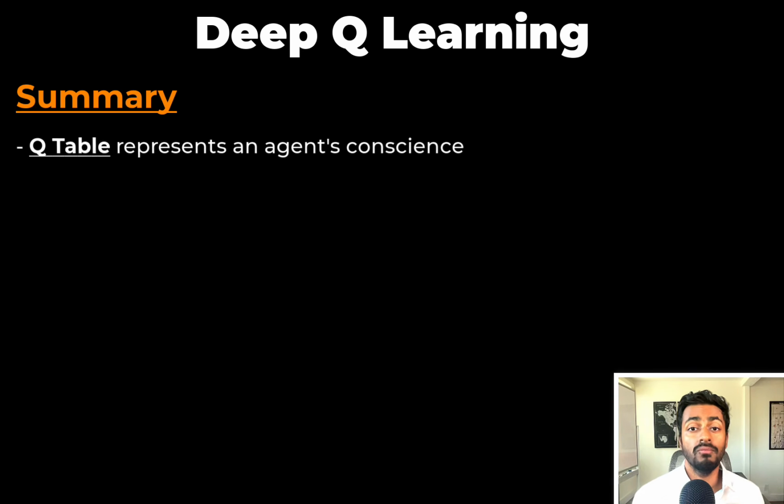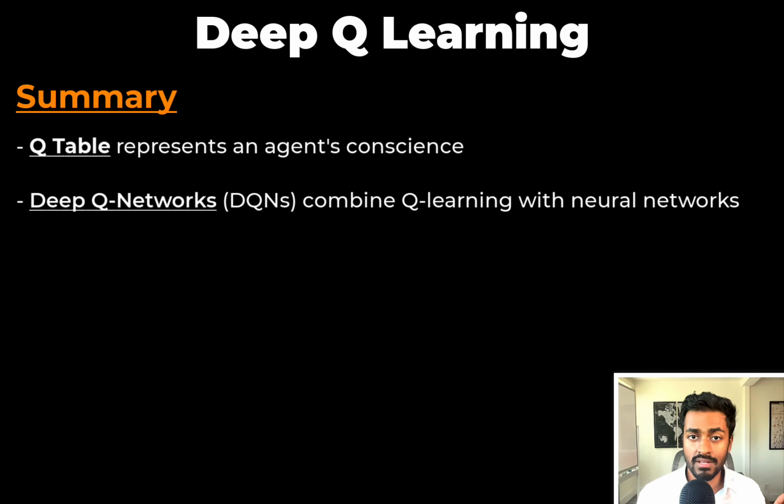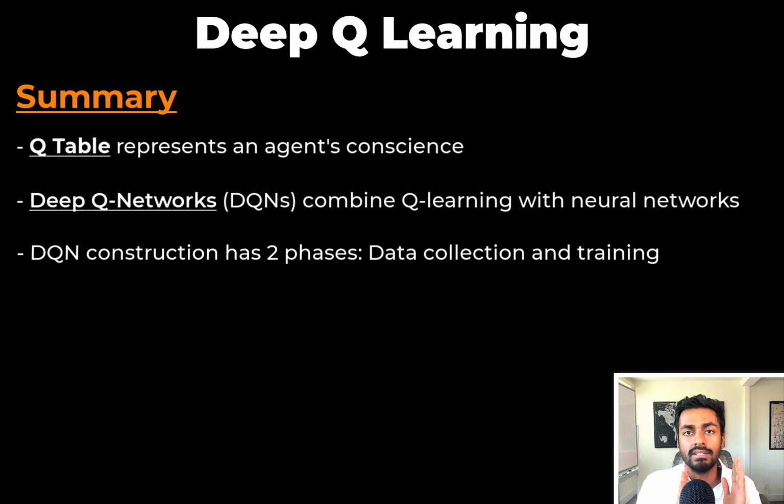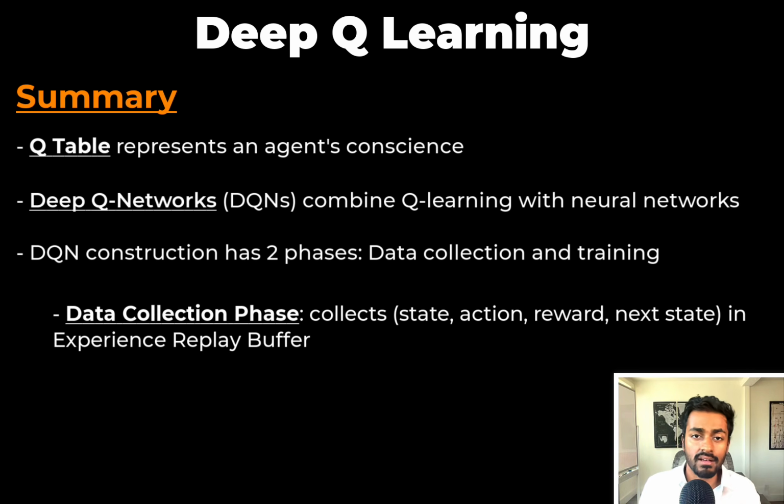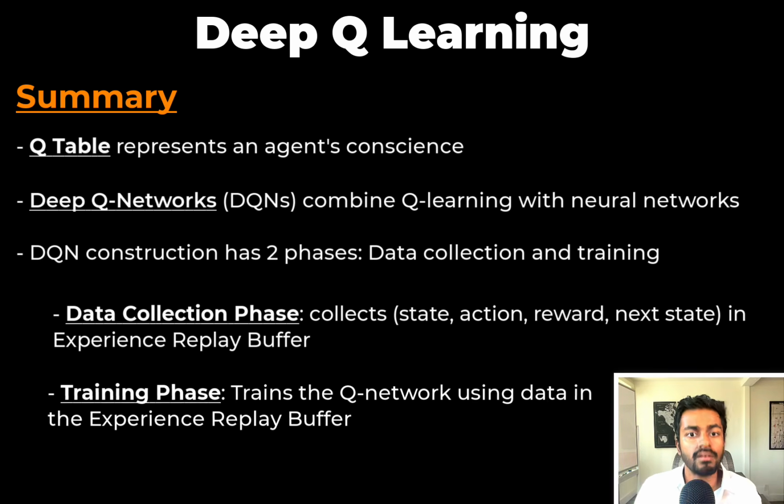A Q table represents an agent's conscience. The deep Q networks combine Q learning with neural networks. DQN construction has two phases, a data collection phase and a training phase. The data collection collects independent quadruples of experiences in data stores called the experience replay buffer. And the training phase trains the Q network using data in this experience replay buffer.